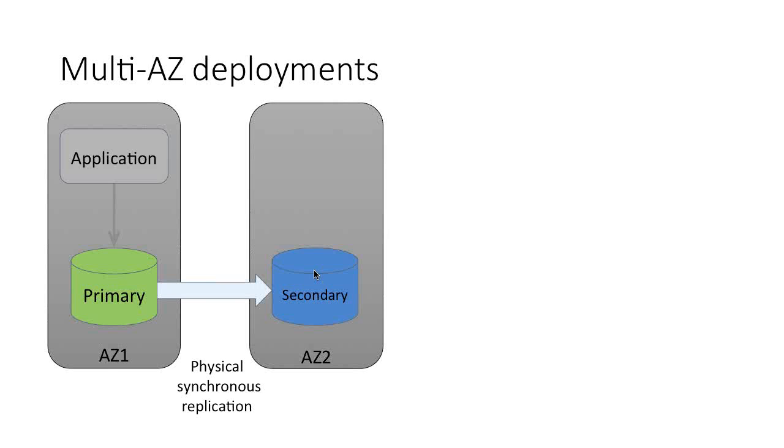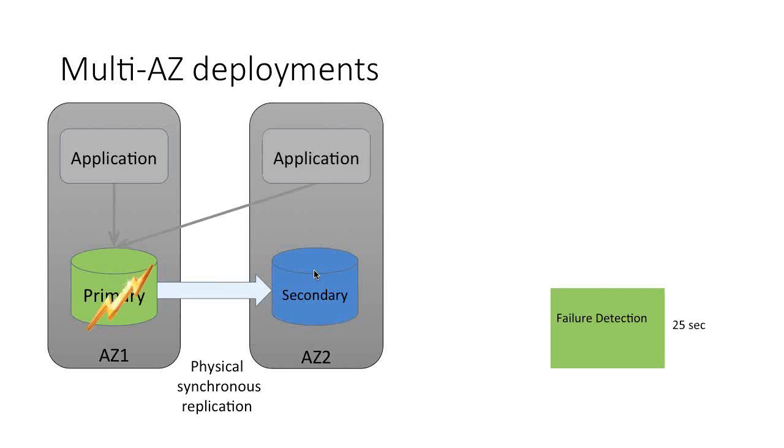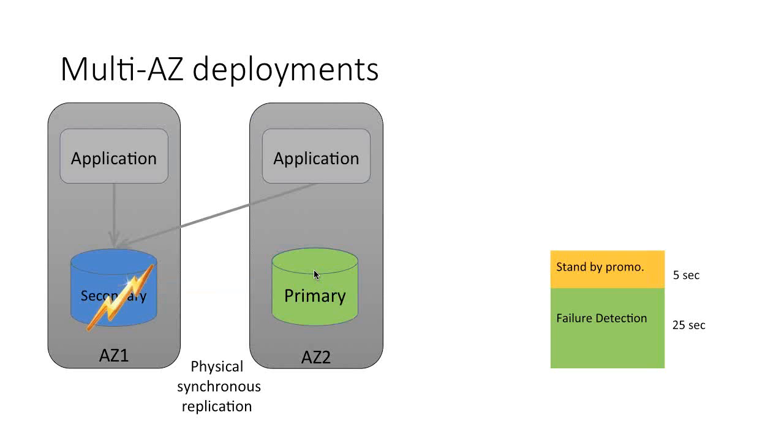And with RDS, with a single click, you can convert a database from a single AZ into a multi-AZ, thereby increasing the availability of the database. Whenever there is an outage on the primary database, the failure detection happens in 25 seconds. We would detect a failure within 25 seconds. We promote the standby to a master. In 5 seconds, we convert that into a master.